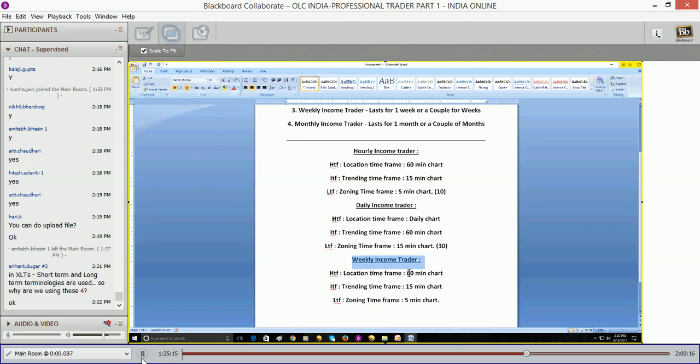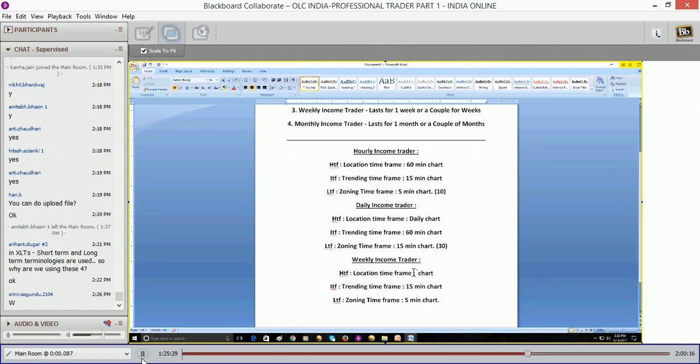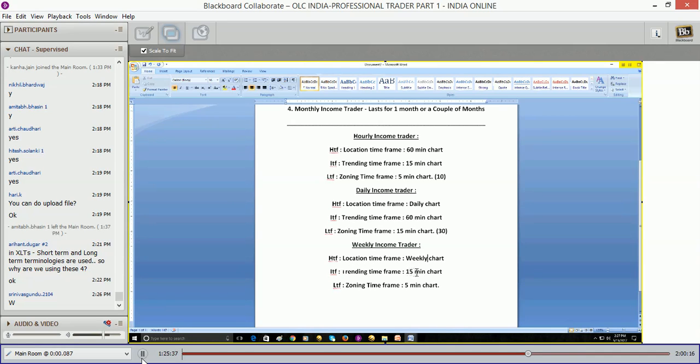Your higher time frame, what is going to be the higher time frame chart, guys? What do you feel? I mentioned it is written in the name itself. The location time frame will always be there in the name. The location time frame in this chart is going to be the weekly chart. Absolutely perfect. Your trending time frame is going to be your daily chart.